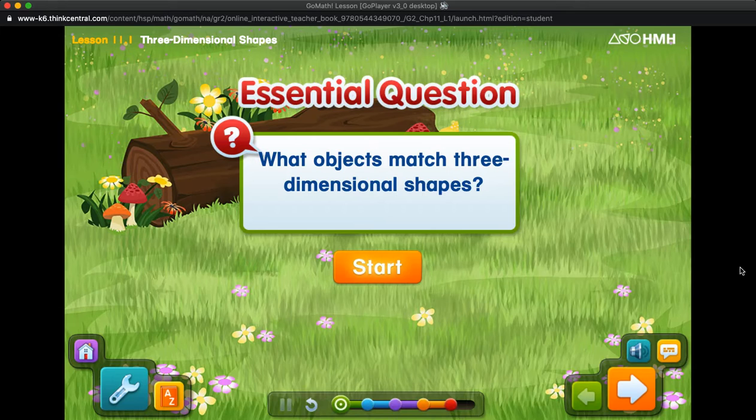So by the end of this lesson, we're going to have answered the essential question, which is what objects match three dimensional shapes? So let's take a look at the video and see some examples of three dimensional shapes and what some real life objects might be those certain three dimensional shapes.